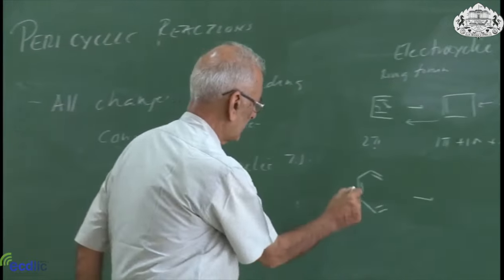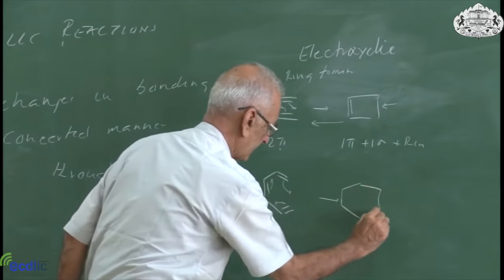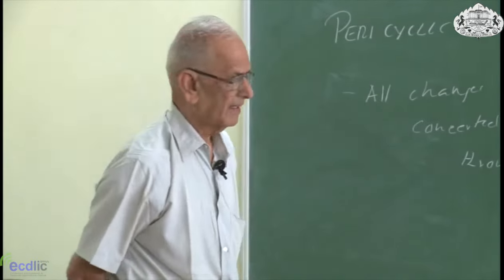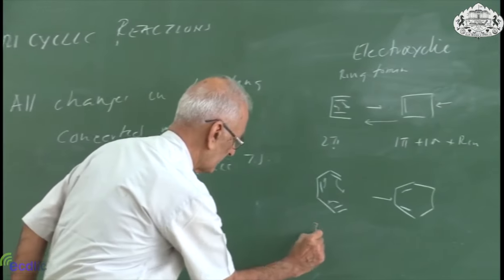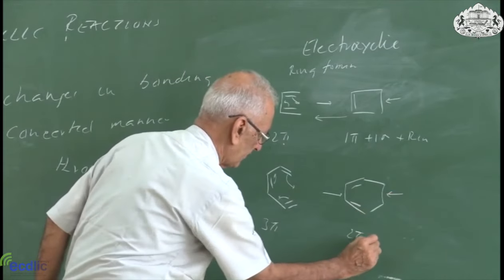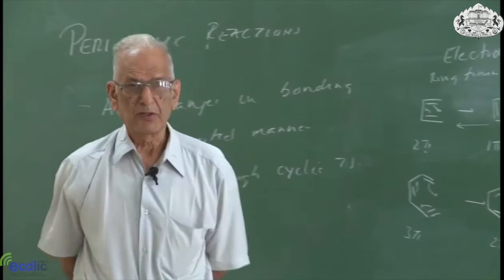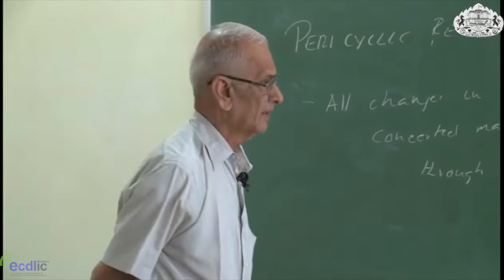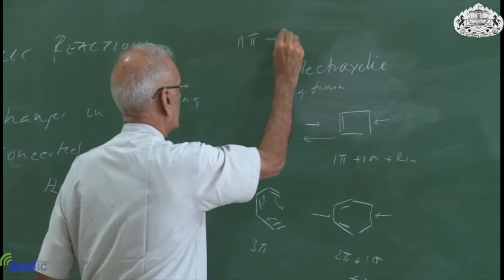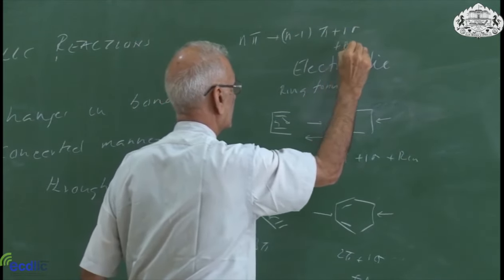Another example of this would be hexatriene getting converted to cyclohexadiene. On the left hand side, I have three pi bonds. In the product, I have two pi bonds. I have made one sigma bond and I made a ring. So, in an electrocyclic reaction, we are going from n pi bonds to n minus 1 pi bonds plus a sigma bond plus a ring.